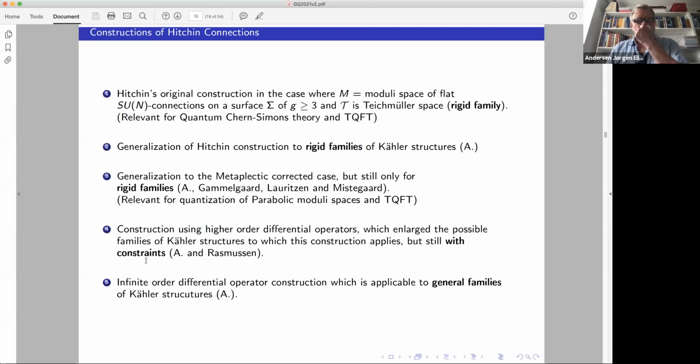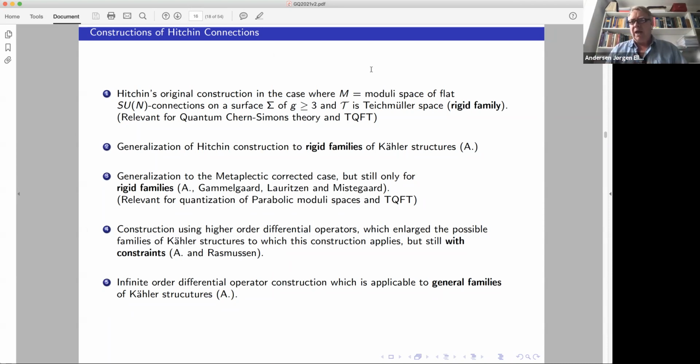Let me now tell you what is the state of the art in terms of how far we have gotten with the constructions of these Hitchin connections, which I like to call them, because it really originates in Hitchin's original work here in 1990. So what he did was he actually considered the case where M is the moduli space of flat connections on a surface, and T is Teichmuller space. And there he constructed a projectively flat connection.